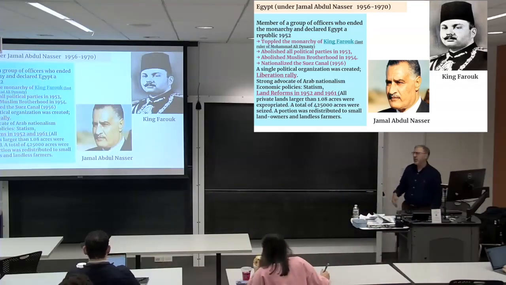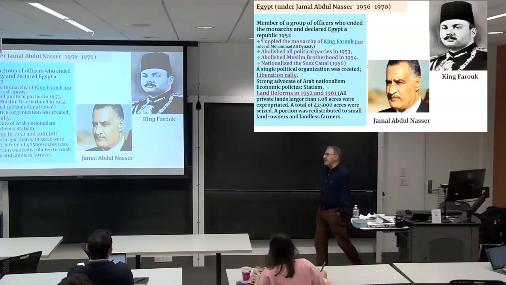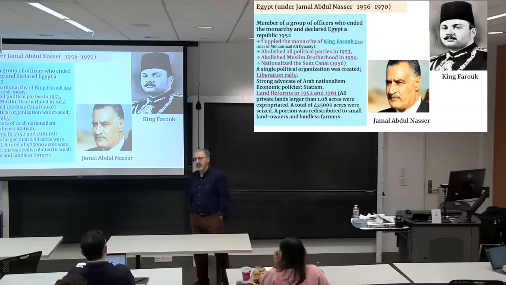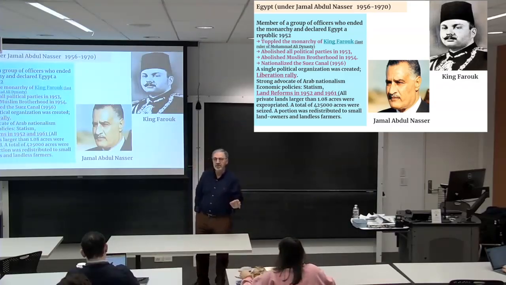So land reform meant that he confiscated the lands that belonged to large landlords, and many of them were foreigners, distributed some of it as small pieces to farmers so that they became landowner farmers, and kept some of it still as state-owned farming land.